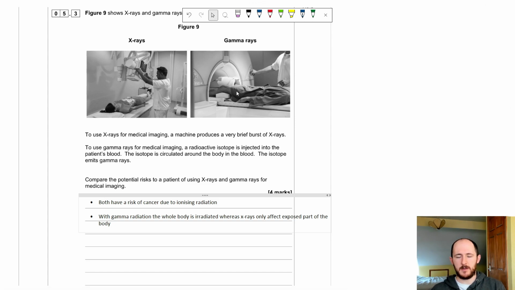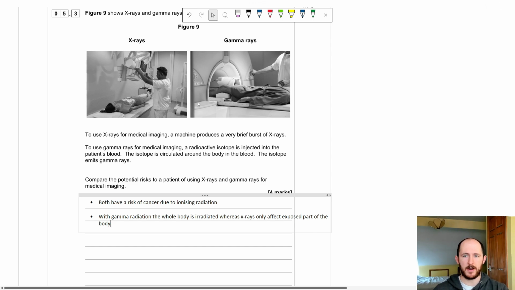Because when you inject something into your blood, it only takes a few seconds for that to pass completely around your body, continuously releasing gamma rays. With an X-ray, they normally only need an X-ray of a very specific part. So here it looks like this woman's abdomen, so maybe her spine or something like that, or her rib cage.